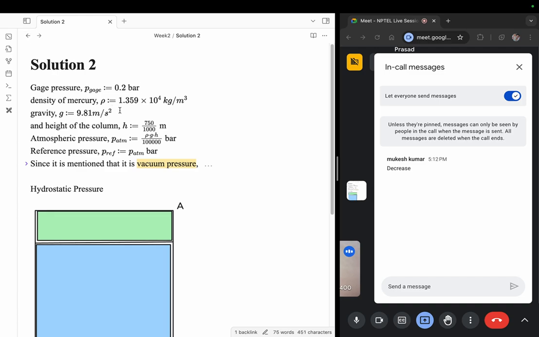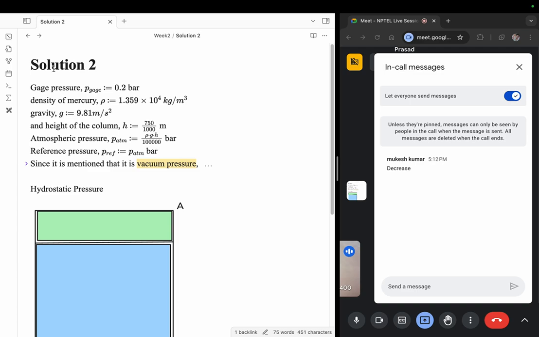In this case, we are saying that the reference is with respect to atmospheric pressure. So with respect to atmospheric pressure, how is this related? Density is already provided, g is already provided, h is given in mm, so you just need to convert it into meter, and then atmospheric pressure you can calculate. The reference is given to be atmospheric pressure.